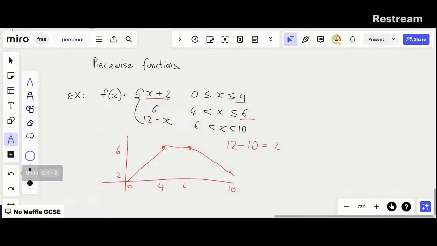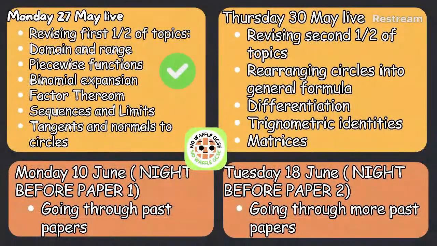Okay. So we've done domain and range, we've done piecewise functions. We're now going to go on to binomial expansion.